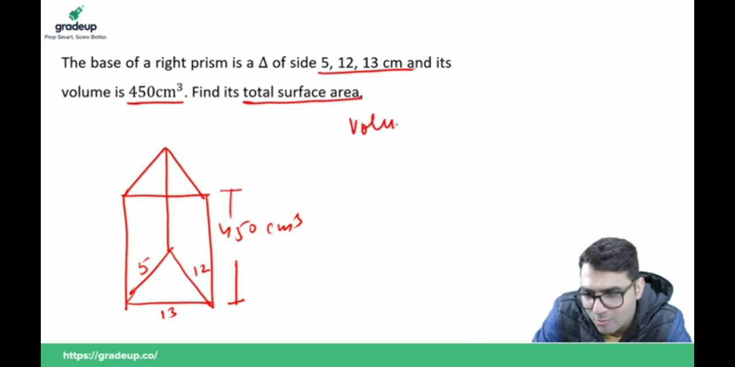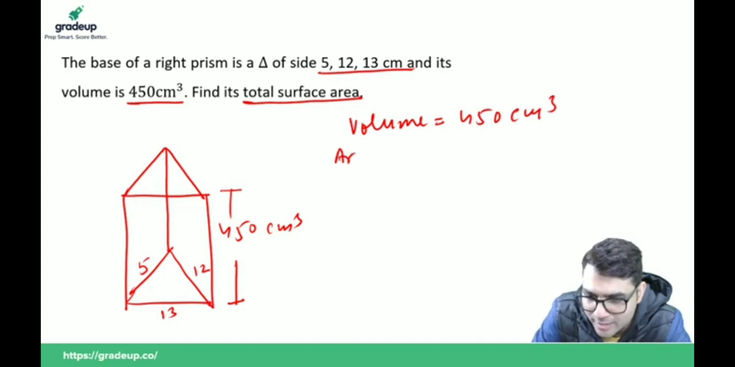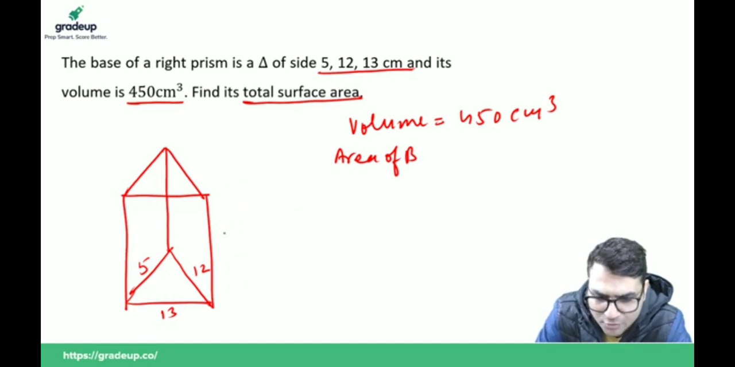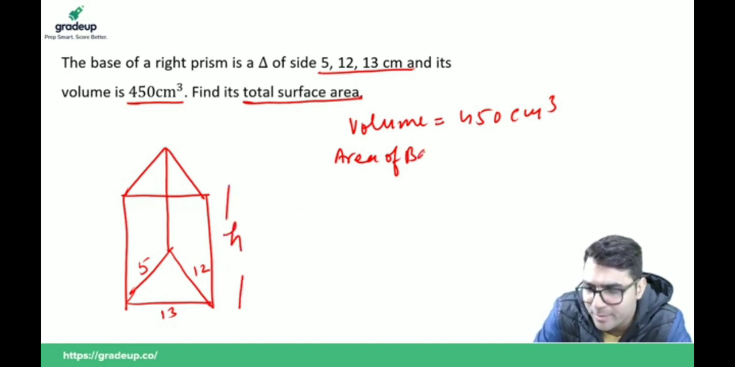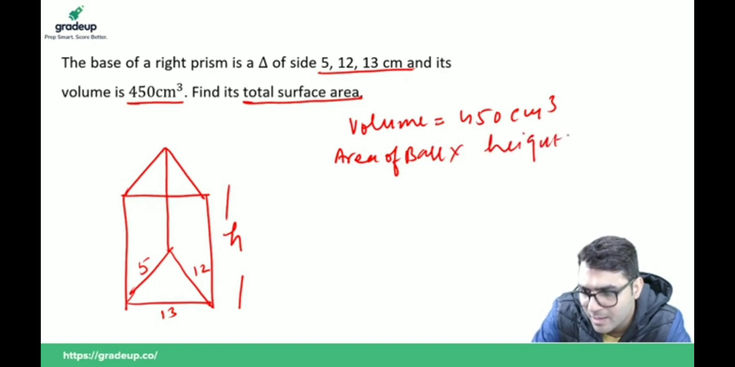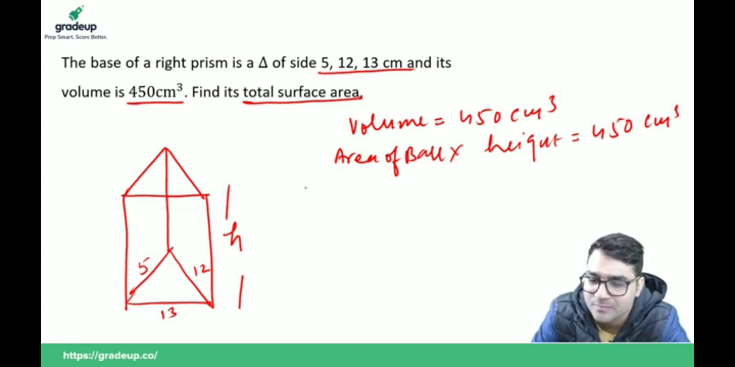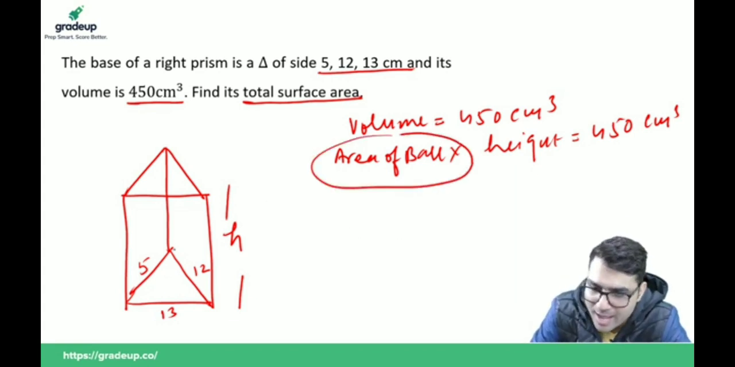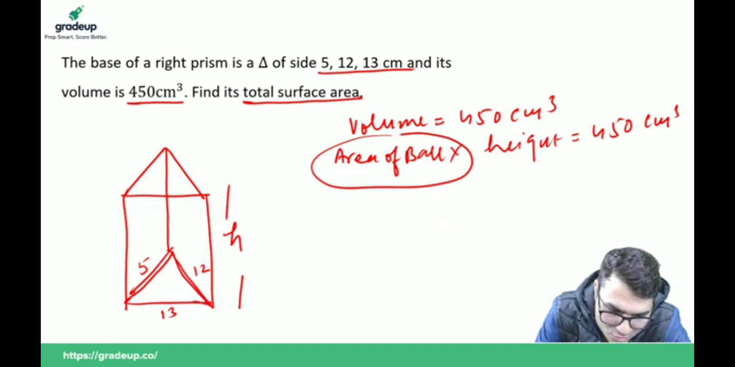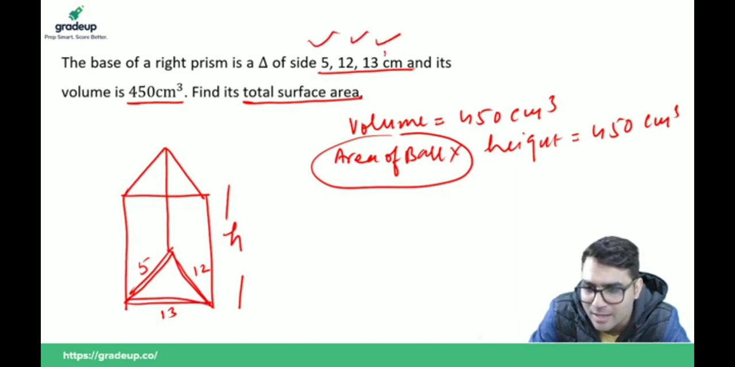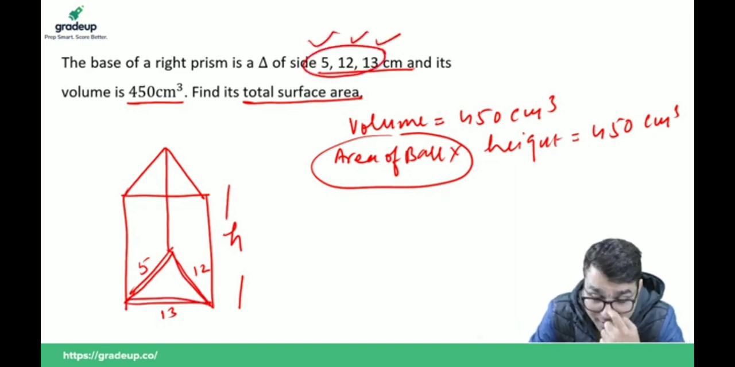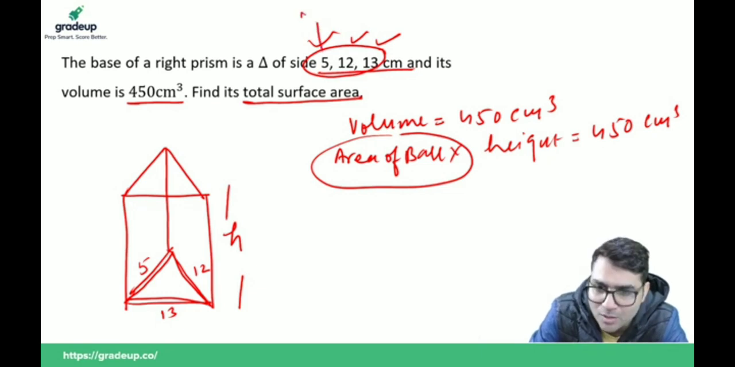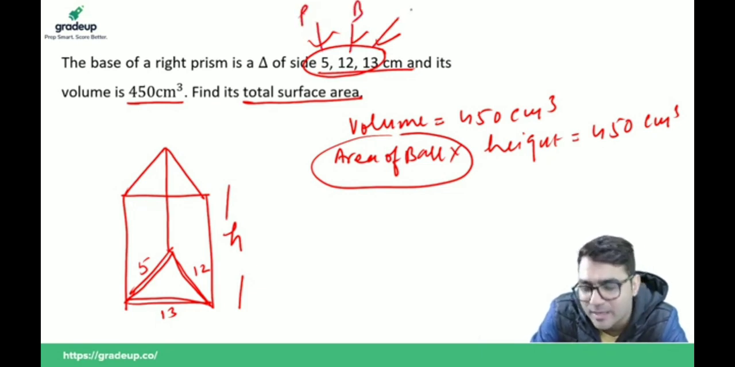We have been given that the volume is 450 centimeter cube, and volume is area of base into height. We don't know the height. Area of base into height is equal to 450 centimeter cube. Now listen carefully. What is the area of base? The sides of the triangle are 5, 12 and 13. As you all know, this forms a Pythagorean triplet. Then this must be the perpendicular, this must be the base, and this must be the hypotenuse.